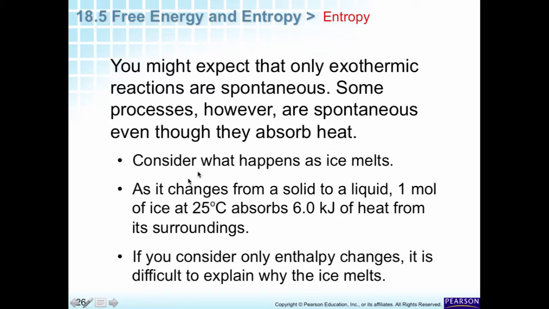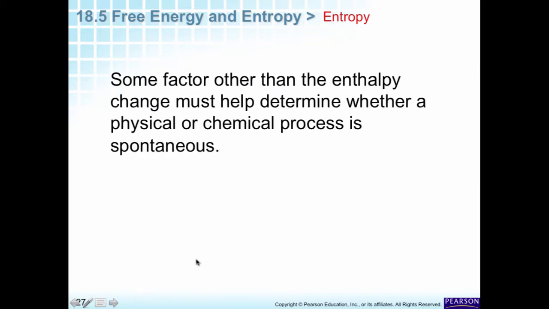Okay, let's think of, again, our example about ice melting. So if we have ice melting at 25 degrees, a little bit warmer than room temperature, it's endothermic. It absorbs 6 kilojoules of heat. That's why the table it's on or your hand is going to get cold as the ice melts. So the enthalpy change is endothermic. So it shouldn't do it spontaneously if it was only if it releases energy. So what else is happening? Well, some other factor must be influencing the spontaneity of this.